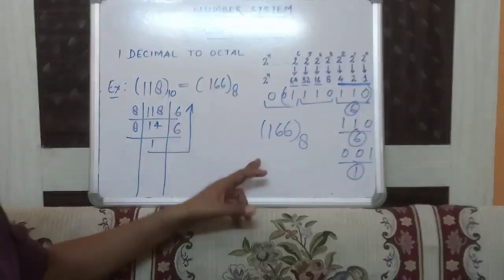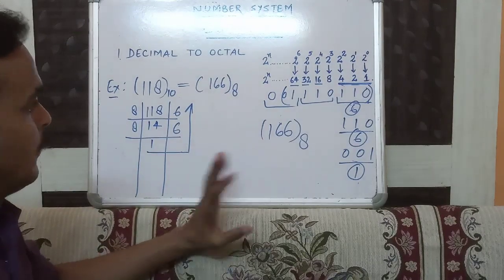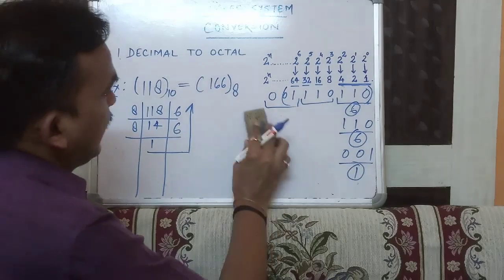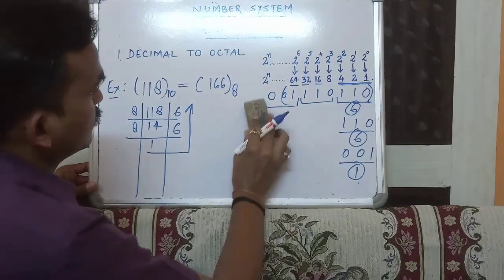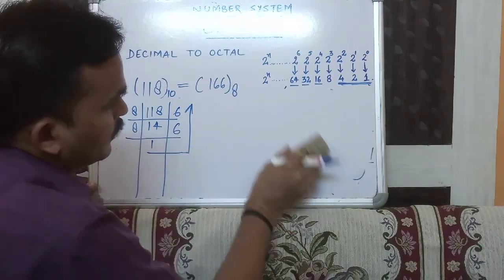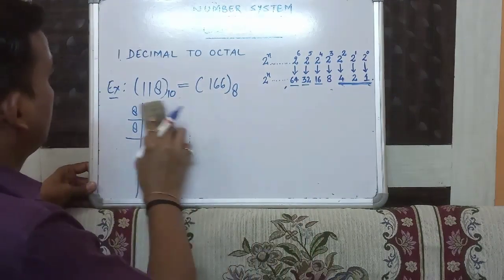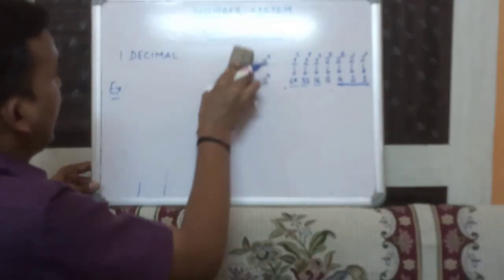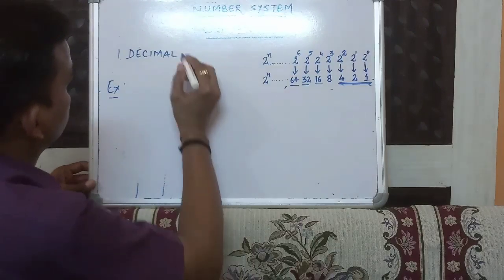So the answer is same. It means our calculation is quite right. Okay, so this is the method of decimal to octal conversion. Now we will calculate the decimal to hexadecimal conversion.